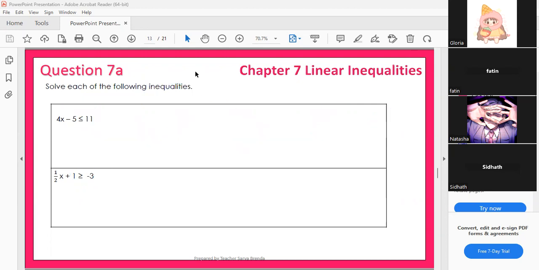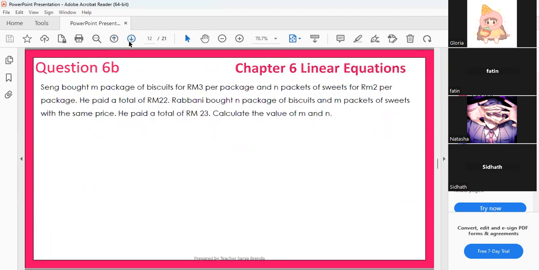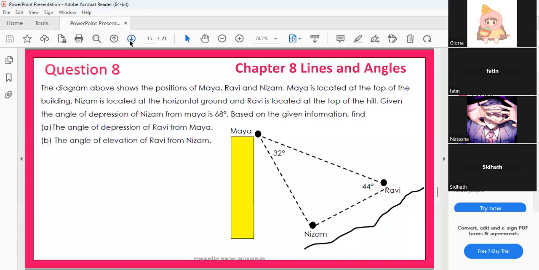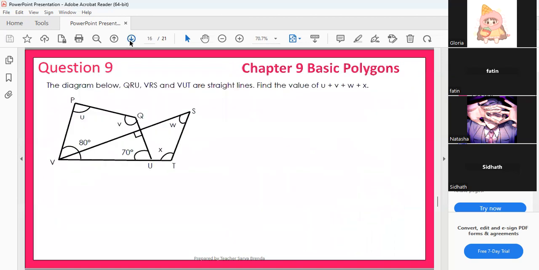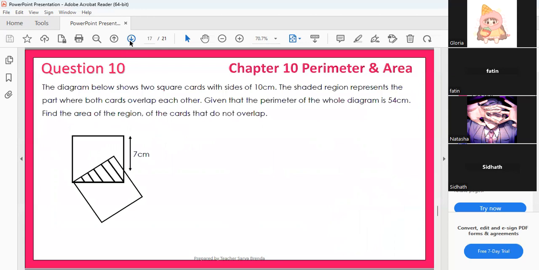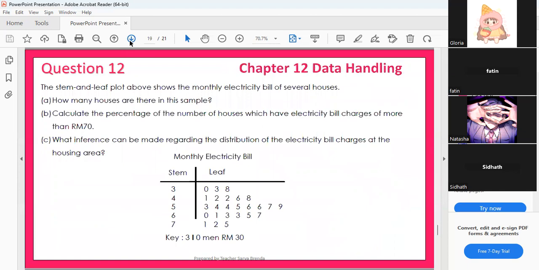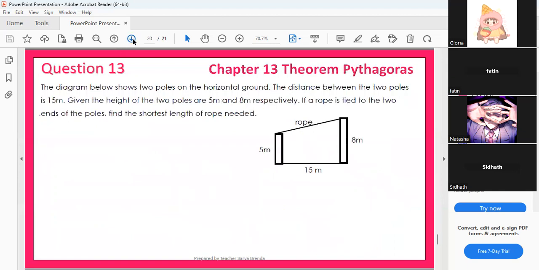Okay, so with that, what do we have after that? Then linear inequalities, again word problems, lines and angles, basic polygons, perimeter and area, sets, data handling, and Pythagoras theorem. Okay, a couple of questions. Cannot finish everything in one day lah, memang lah. Because they're all word problems. Even learning this itself is really good enough for today.